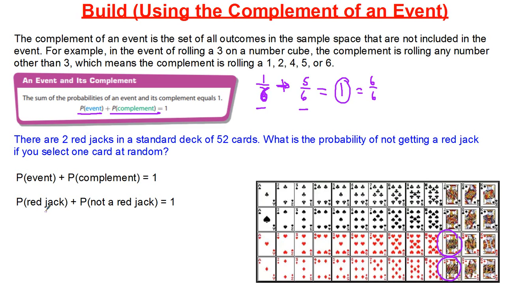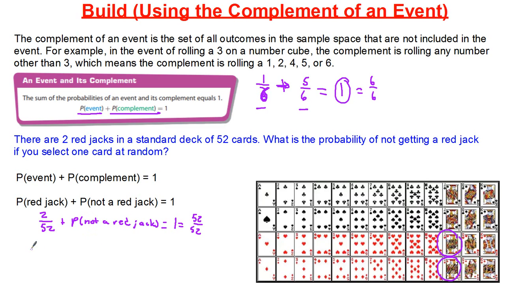So what is the probability of getting a red jack? There are only 2 of them, so it's going to be 2 out of 52, plus P(not a red jack). All of that is going to be equal to 1. But instead of putting 1, I'm just going to put 52 out of 52 so I can have common denominators and just subtract the fractions instead of converting to a decimal and having to divide. Just keep it as a fraction for now.